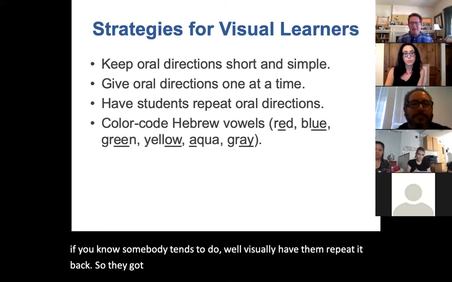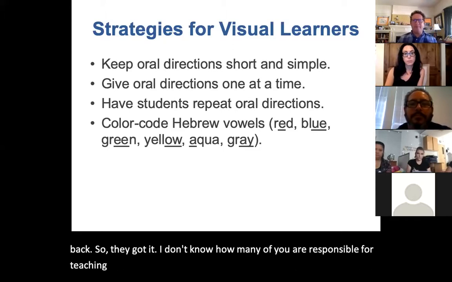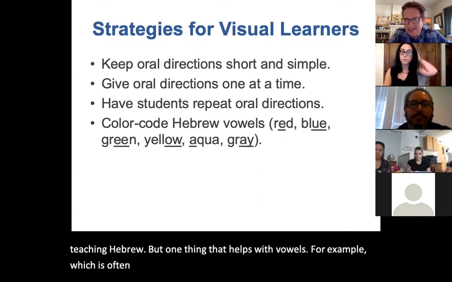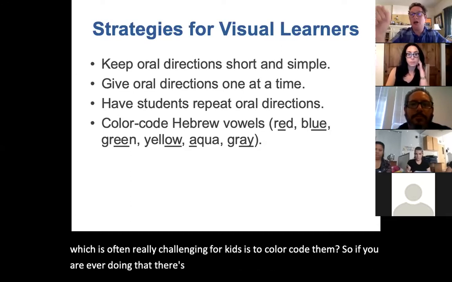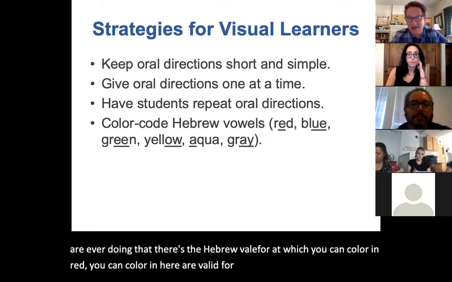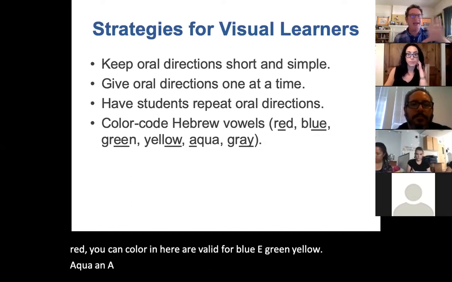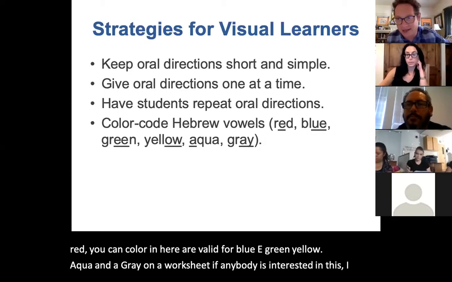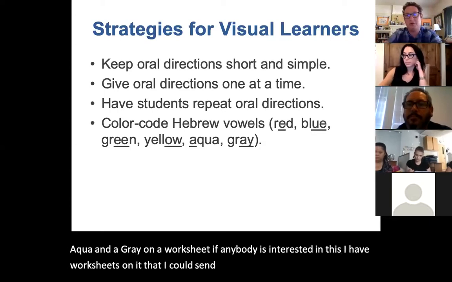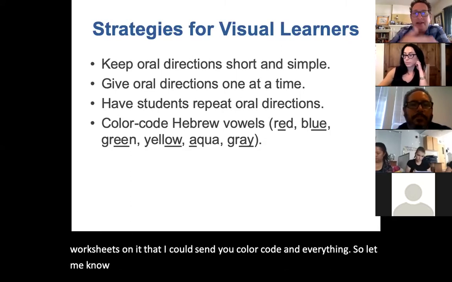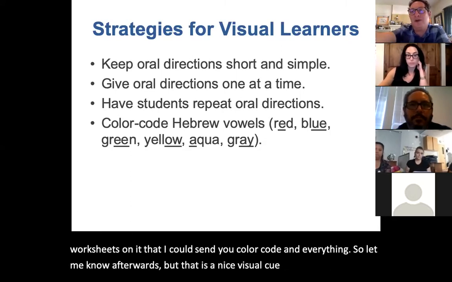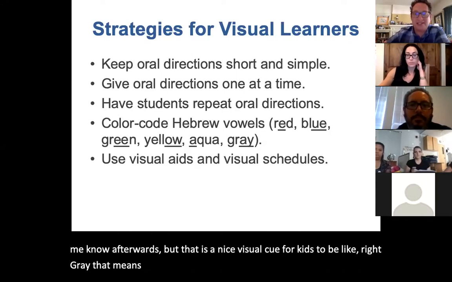I don't know how many of you are responsible for teaching Hebrew, but one thing that helps with vowels, which is often really challenging for kids, is to color code them. So you can color in the Hebrew vowel for o red, the Hebrew vowel for u blue, e green, o yellow, a aqua, and a gray, on a worksheet. If anybody is interested in this, I have worksheets on it, color code and everything, that I could send you, so let me know afterwards. That is a nice visual cue for kids to be like, oh, right, gray, that means A. So if you're doing Hebrew, that's a nice thing.